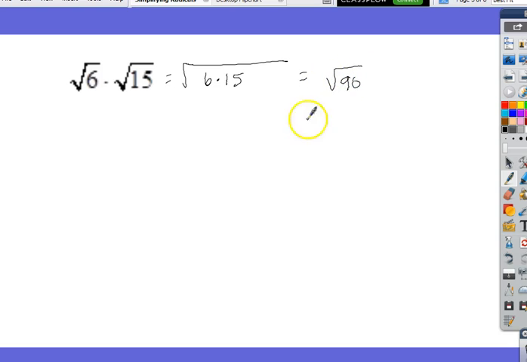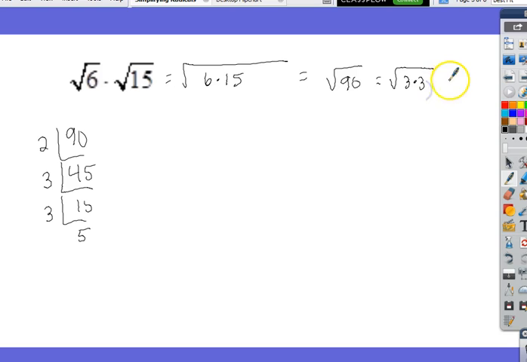Now the question is, does the square root of 90 simplify? Well, I would prime factor 90, so that's going to be 2, 45. What's the next prime number that goes into 45? 3, 15, 3, 5. Do we have any pairs? What are the pairs?